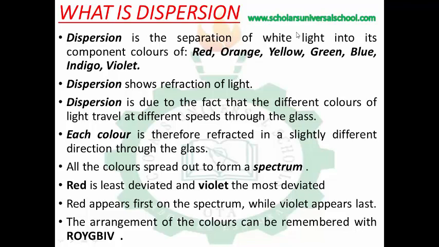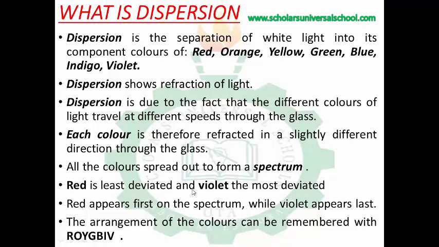Dispersion is the separation of white light into its component colors of red, orange, yellow, green, blue, indigo, violet. Dispersion shows refraction of light. Dispersion is due to the fact that the different colors of light travel at different speeds through the glass. Each color is therefore refracted in a slightly different direction through the glass. All the colors spread out to form a spectrum.